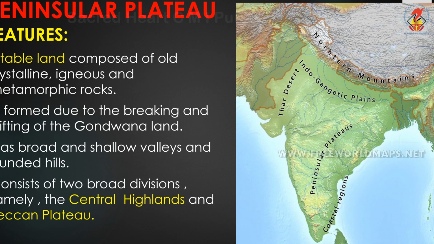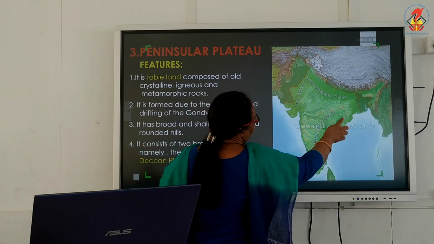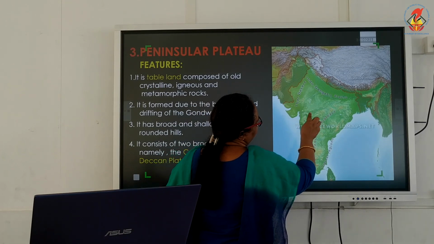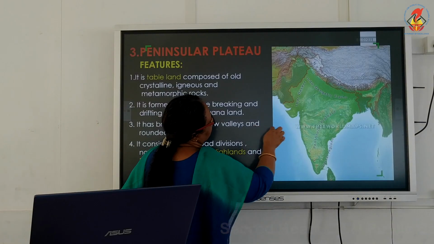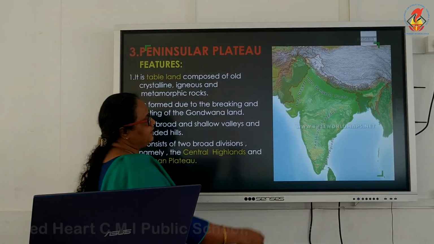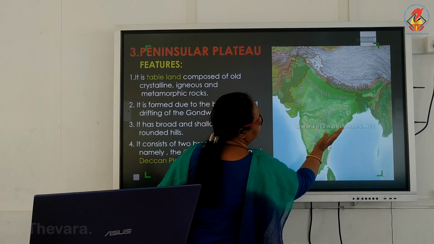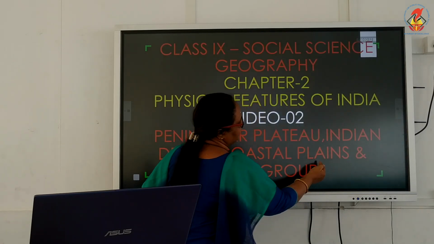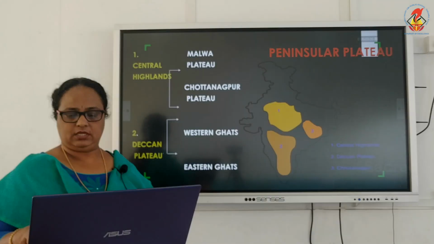See, this is the northernmost part, this particular region, that is the Peninsular Plateau. Then here we have the Deccan Plateau. Then the Peninsular Plateau is divided into two, Malwa Plateau and Chota Nagpur Plateau. So here we have the Malwa Plateau and this particular region we have the Chota Nagpur Plateau. And the Deccan Plateau is divided into two, the Western Ghats and the Eastern Ghats. This is the Western Ghats and this is the Eastern Ghats. Okay, so this is the flow chart of the division of Peninsular Plateau.